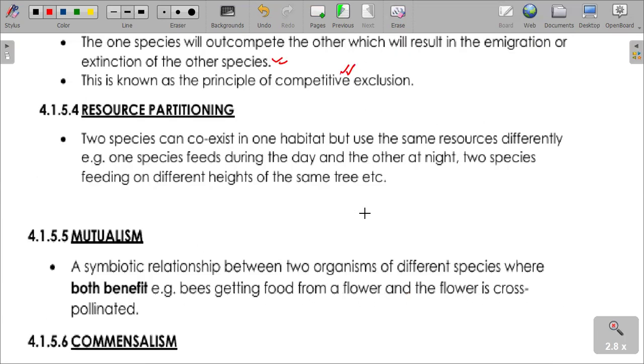Resource partitioning, another population ecology term. Two species cannot coexist in one habitat, but use the same resources differently.